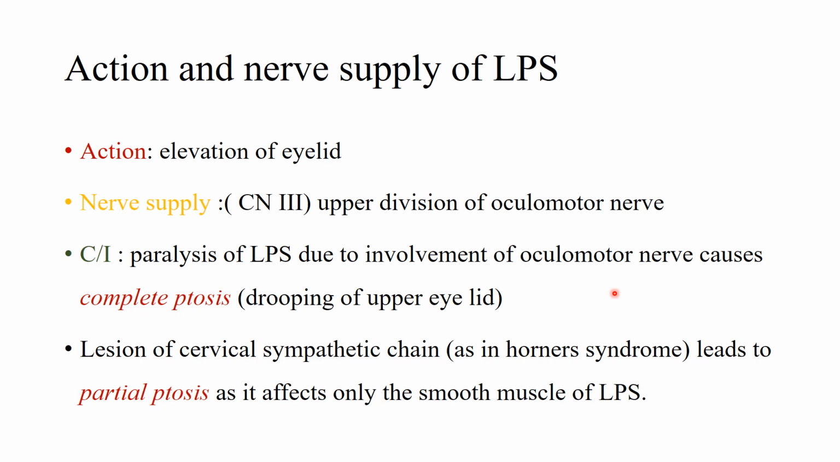What is complete ptosis? Nothing but drooping of the upper eyelid. Drooping of the upper eyelid, we call it complete ptosis. And lesion of the cervical sympathetic chain, as in Horner syndrome, leads to partial ptosis, as it affects the smooth muscle of the LPS. So there are two types of ptosis. One is complete ptosis and another one is partial ptosis.